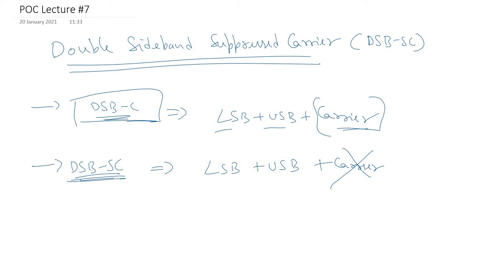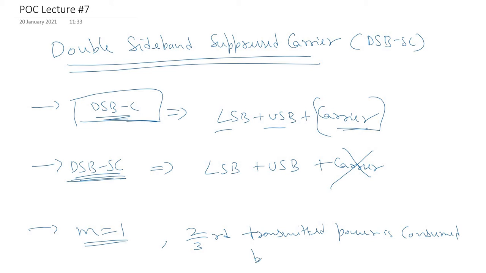And we have seen that for the best possible scenario of the modulation index, that is m equal to 1, 2/3 of the transmitted power is consumed by the carrier signal, which is simply wastage of your transmitted power. Hence the power efficiency of DSB-C type of signal is very, very poor.